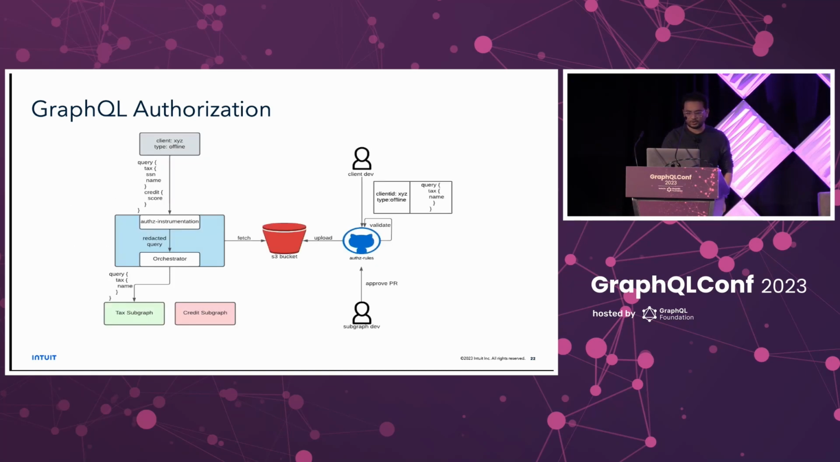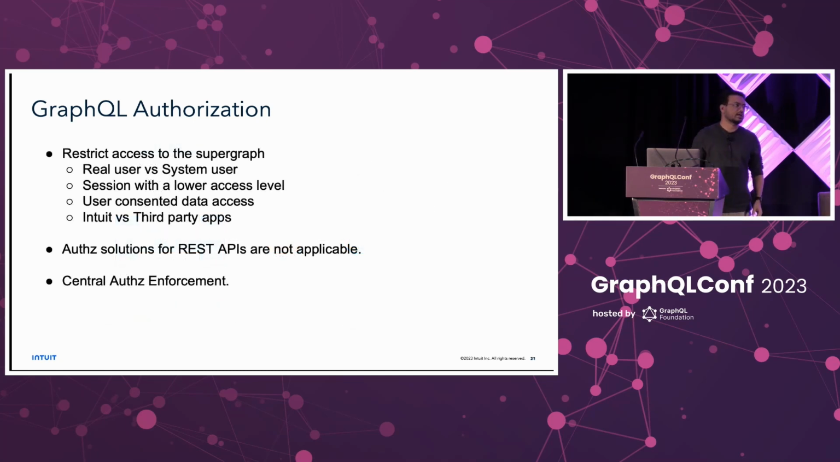Now, talking about authorization. As the number of clients started to grow, we had different profiles of clients: real users versus offline job processing, users with lower access levels, and users where we need to check for consent before giving access. There are third-party apps which are interested in calling the orchestrator and getting data from the consumer.